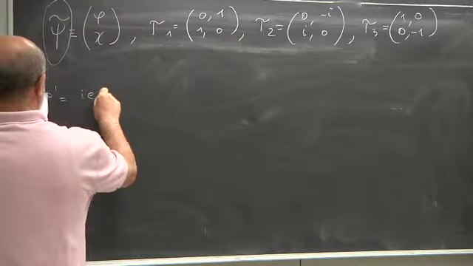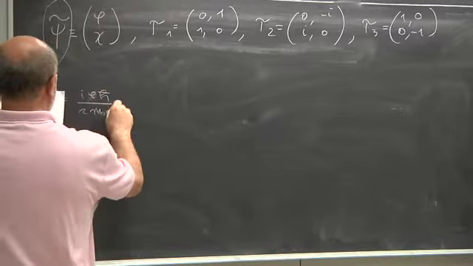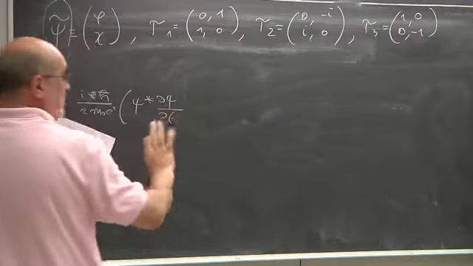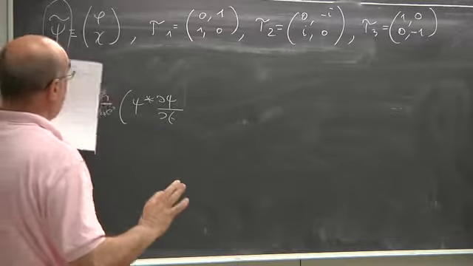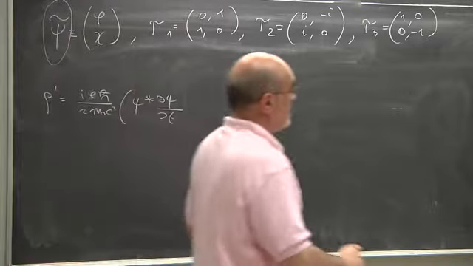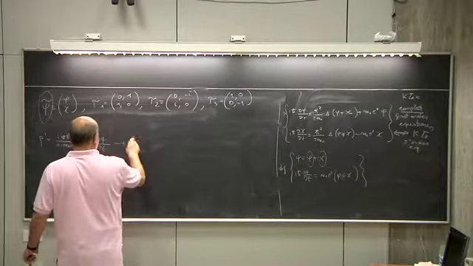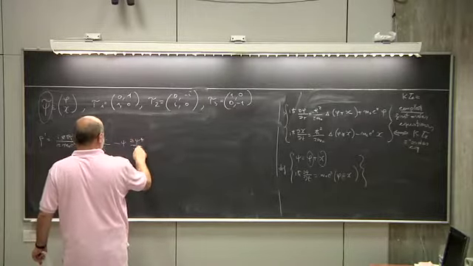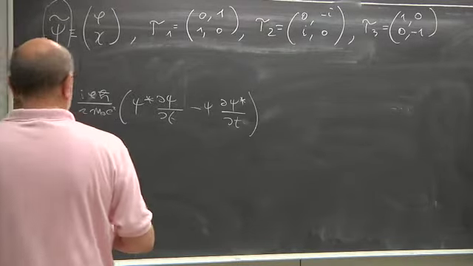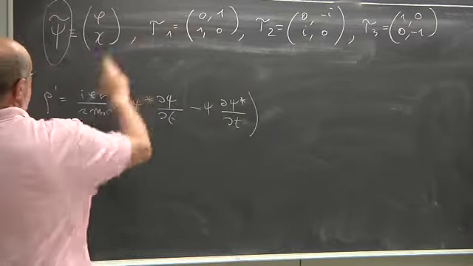Rho is i e h bar over 2 m0 c squared, psi star d psi dt minus psi d psi star dt. This psi is the Klein-Gordon one, not this psi tilde, okay? This is the one-component thing of the Klein-Gordon. Remember the definition. Now, the question is, can you write these using those two fields? Yes. Or using these? Yes.